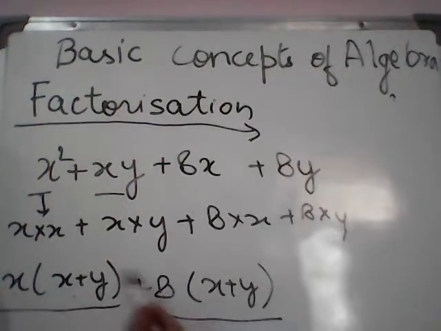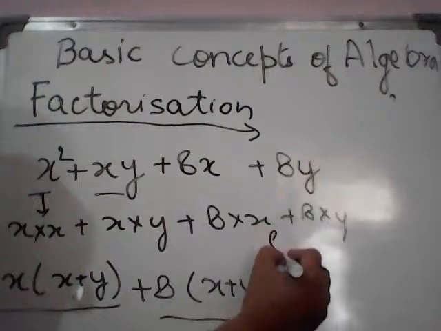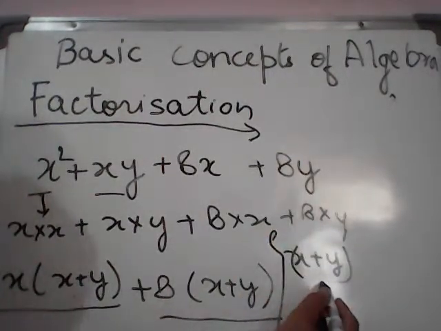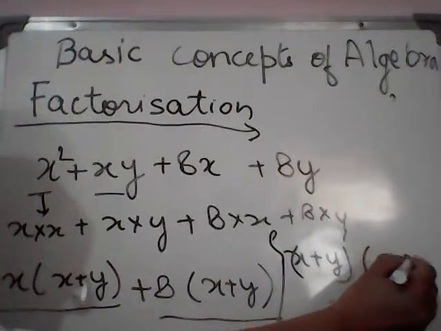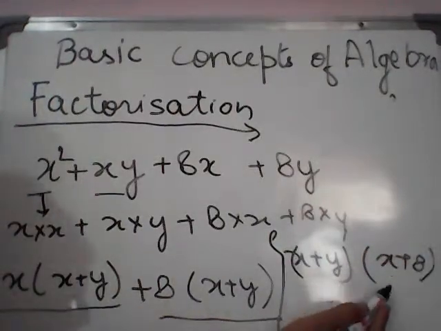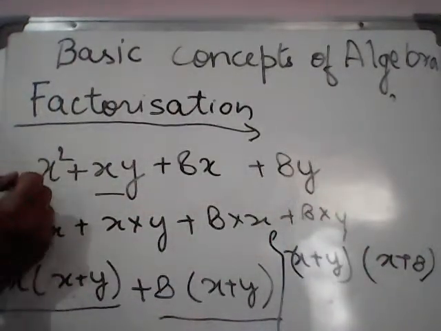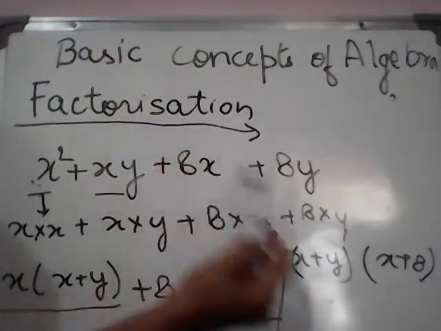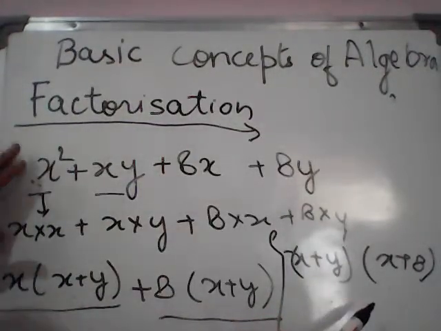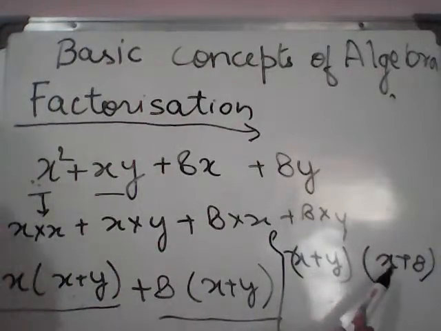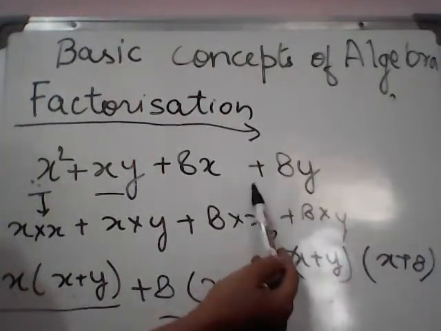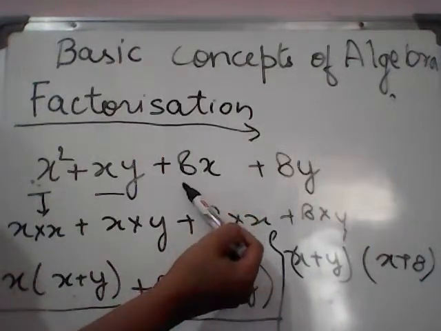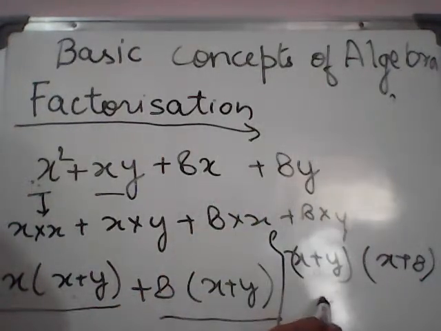So in these two terms, x plus y is a common factor. So in one bracket we'll have x plus y, and in the other bracket x plus 8. So these are the two factors of this expression. We have converted this expression into two factors. When we divide this expression by x plus y, we get 0 remainder, and when we divide it by x plus 8, we also do not get any remainder. So these are the two factors of this expression. This we have done by the regrouping method.